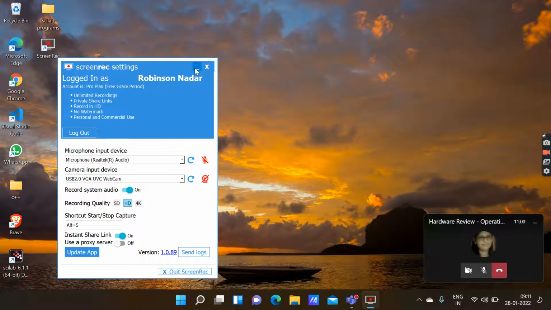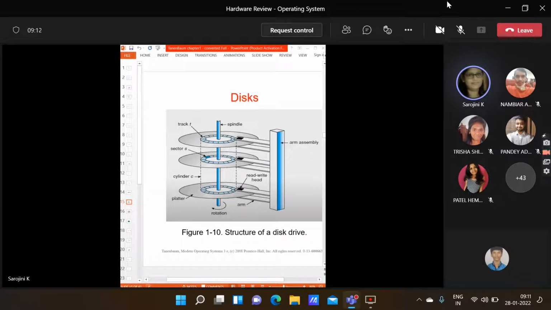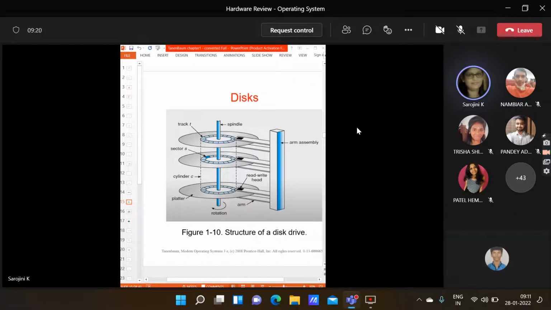Here we have another arm which is called the read-write arm. In this read-write arm, the read and write heads, which can touch the disk, are attached. So the read-write heads are attached to the read-write arm. This is a mechanical component in the HDD.